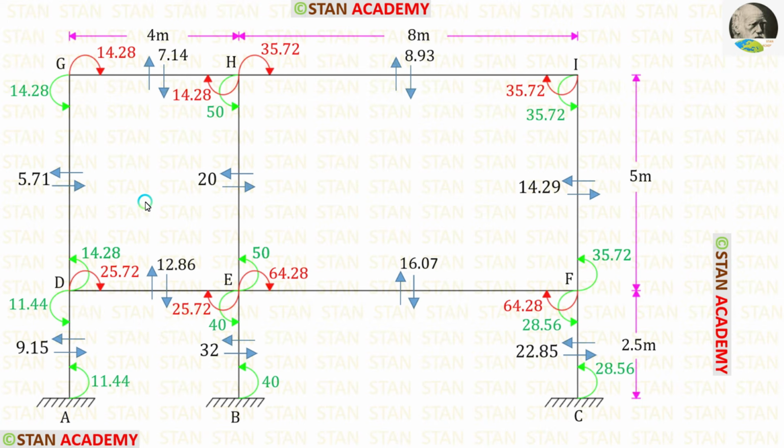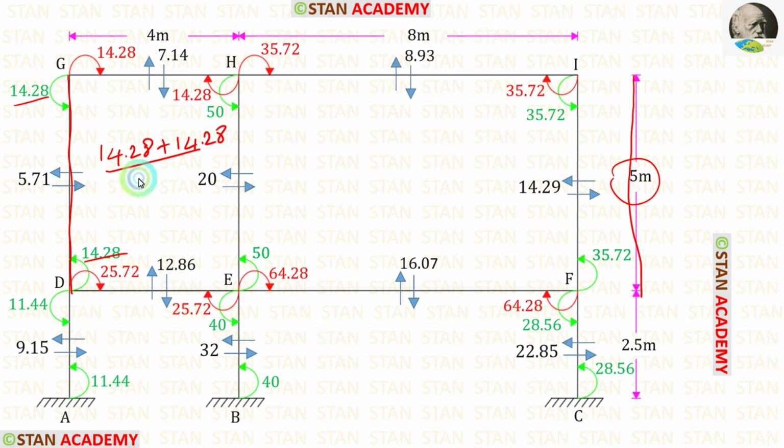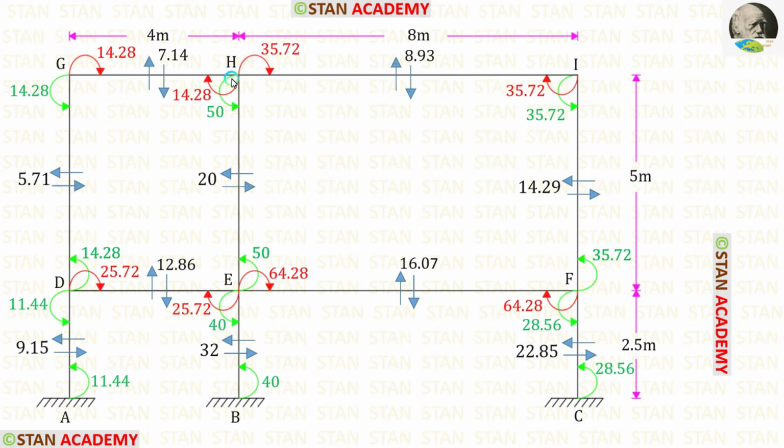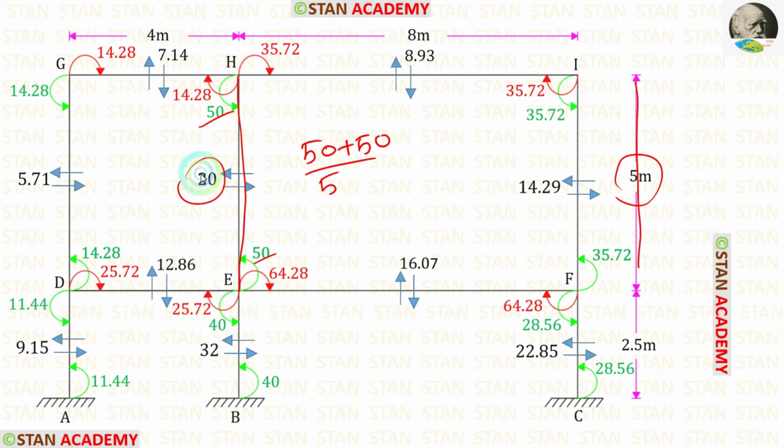Now let us find the horizontal shear forces. First, let us find it in the member GD. In the member GD, we have the moments 14.28 and 14.28. We have to add both of them and then divide by the length 5. When we do that, we will get 5.71. Now let us take the member HE. Here we have the moments 50 and 50. We have to add both of them and then divide by the length 5. When we do that, we will get 20.